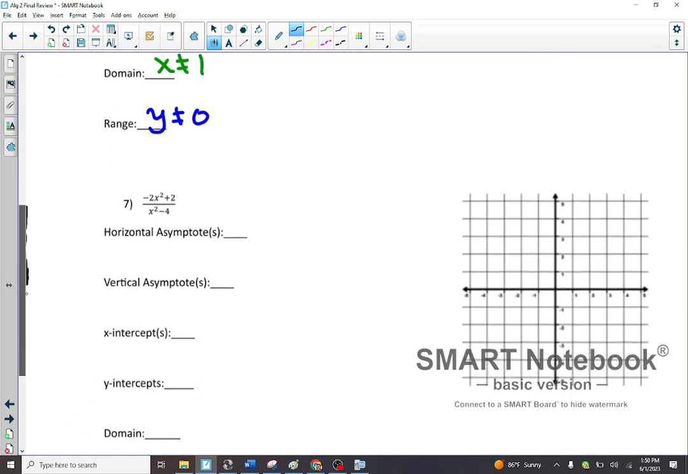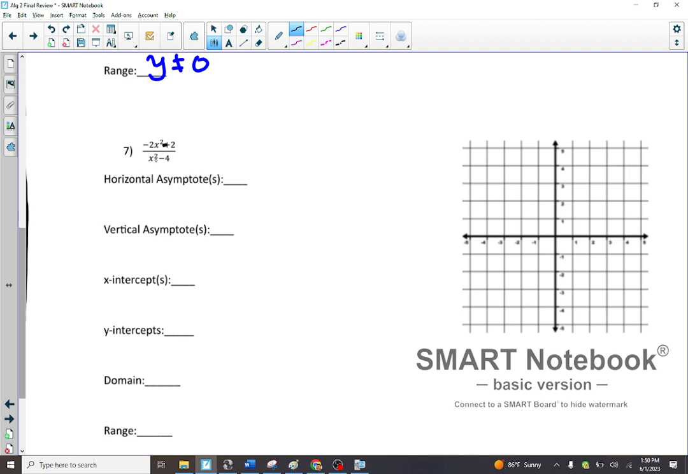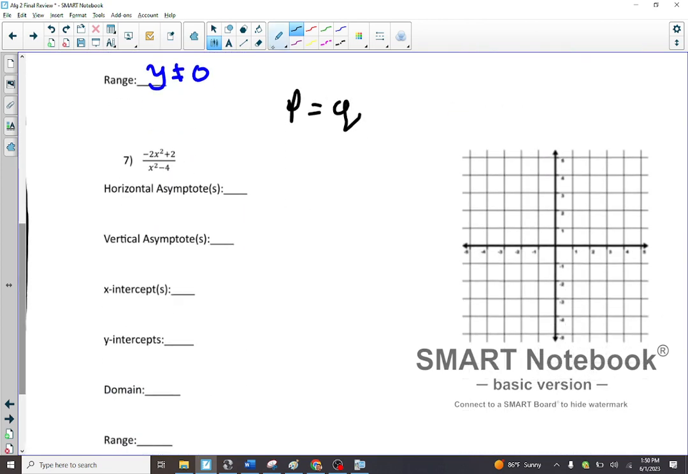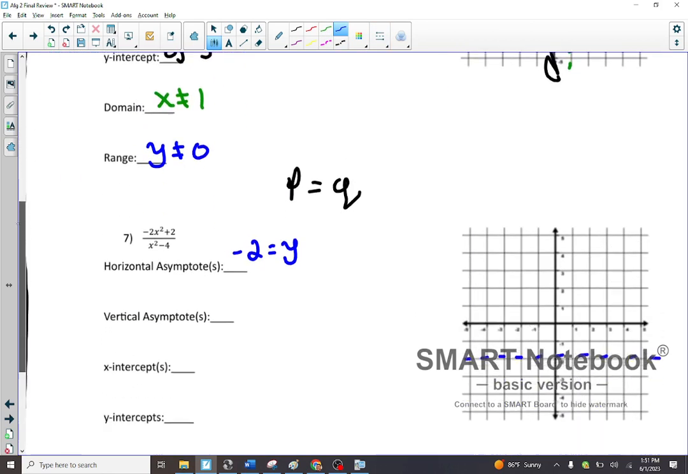All right, in this situation, the highest power is 2, the highest power is 2. So in this case, this is a P equals Q situation. So in this scenario, the horizontal asymptote is the coefficients of your biggest powers. Since it's negative 2 over 1, your horizontal asymptote is negative 2. So here we do look at the coefficient. Yeah, when they're equal. That's the only one where it matters. So y equals negative 2. So I'm going to have a horizontal line at y equals negative 2.